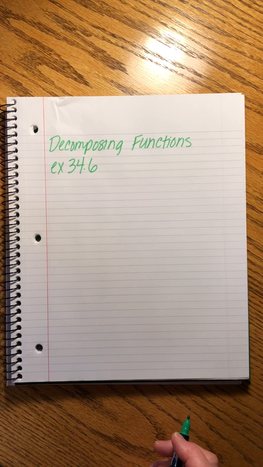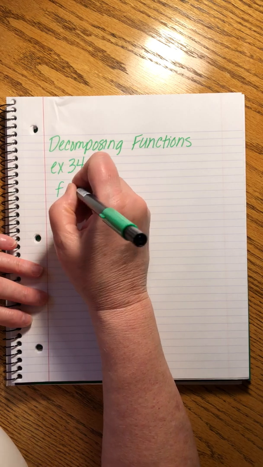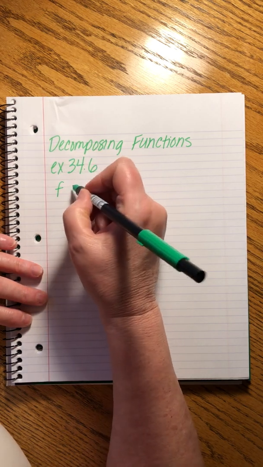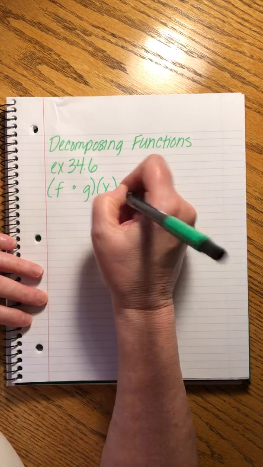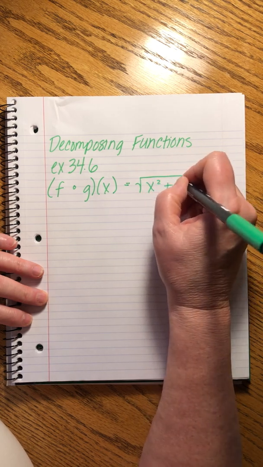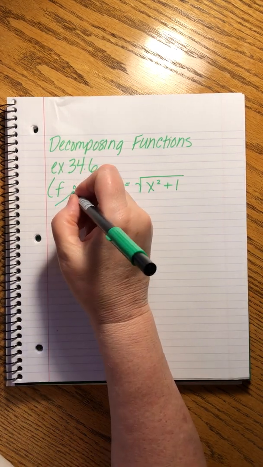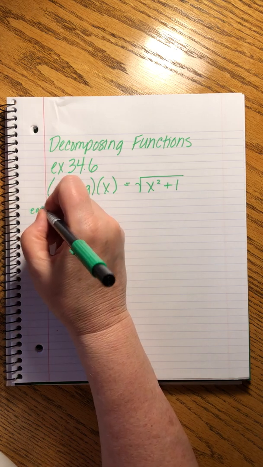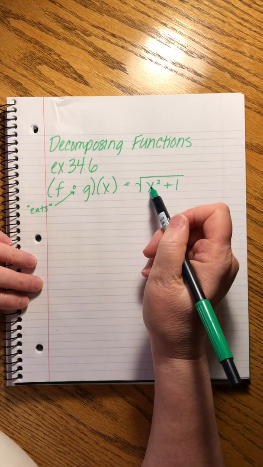Those are dumb. Okay, find two functions, f and g, such that f combined with g of x equals the square root of x squared plus 1. Okay, so what this is saying, remember this sign means combined with, but we can say it as eats, right? What we could do is think of what these were originally, that when they got shoved together, they ended up being like this.